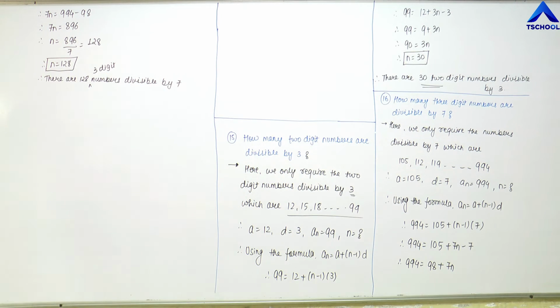Right? 128 three-digit numbers divisible by 7. Is it clear, friends? So in this way we can solve how these kinds of multiples are divisible by 3 or 7 or anything. Okay? Now we shall solve one more, that is quite an important one for me.